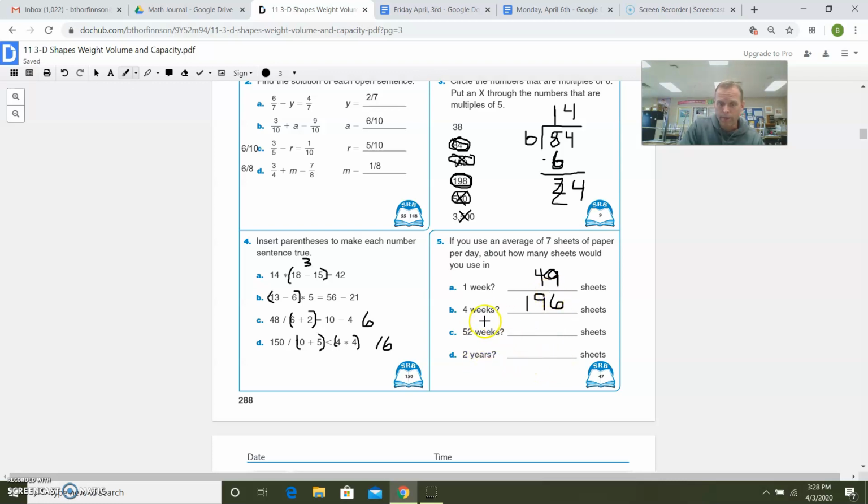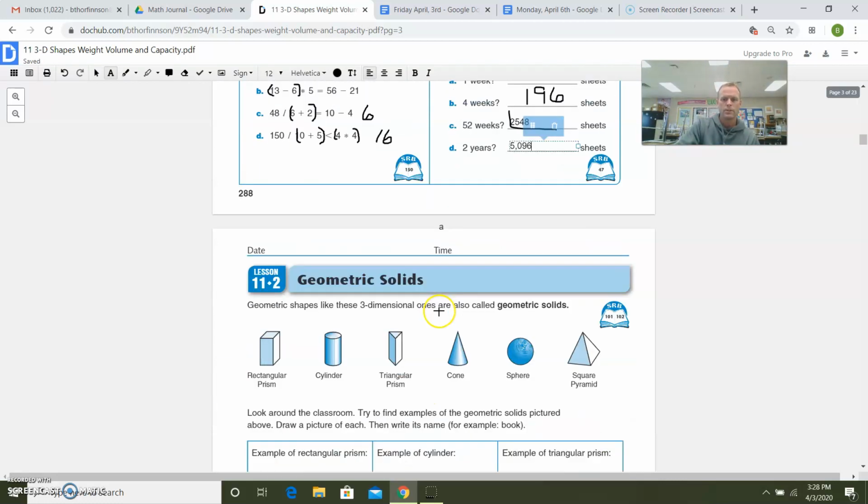Next one is, okay, well, 52 weeks. Well, 49 times 52, okay, and you get, I'm going to type this in. You get 2,548. And what would you get in 2 years? You could use a calculator for this one. 5,096 they have. So the answer to 288.